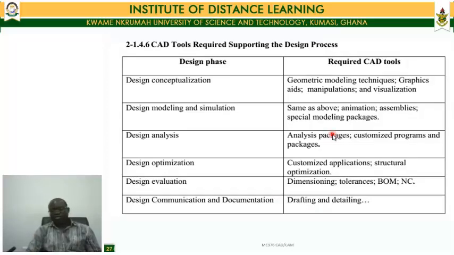Now, we notice from this flowchart that in each phase of the design process, there are certain CAD tools that you require to support the design process. If you take the design phase, in the design conceptualization phase, basically what we're doing is we're creating geometric models. So that technique is what you require. And the CAD tools that you use basically involve graphic aids, manipulation, and visualization.